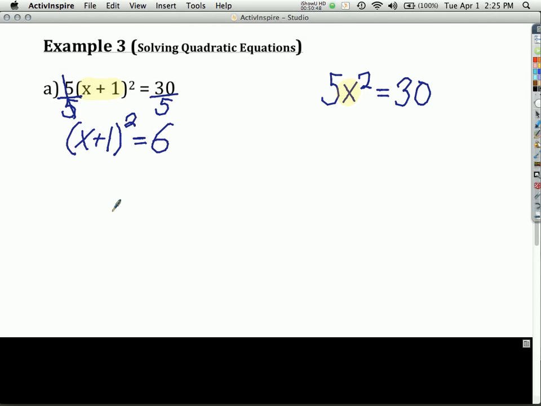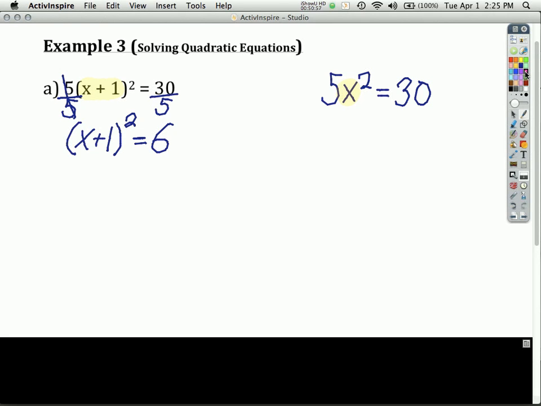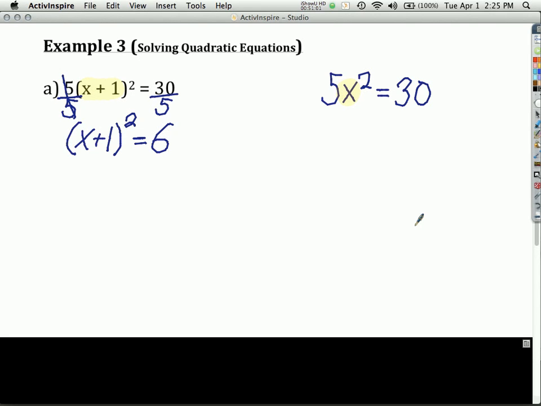Does anyone know what we're going to do now? Nathaniel? X squared plus 1 is 6. No, you can't do that. You learned it's the square of a binomial. Excellent job. So we could multiply it out, because you guys actually know how to do this really well. It turns into a perfect square trinomial. But we're learning a different approach today.